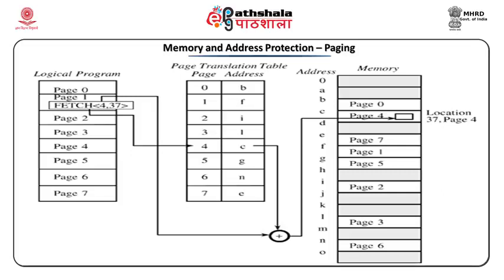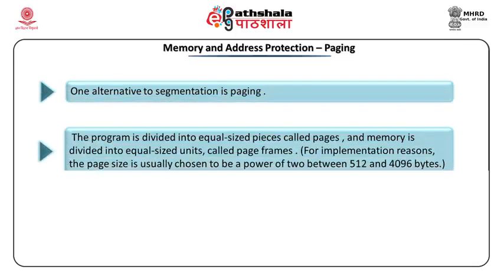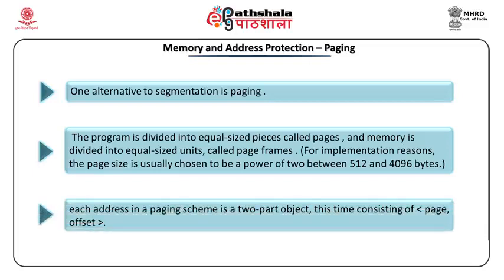Paging we introduce as an alternative to segmentation. The program is divided into equal size pieces called pages. Memory is divided into equal size units called page frames. Usually the page size is chosen between 512 and 4096 bytes. Each address in a paging scheme is a two-part object, consisting of page and offset.